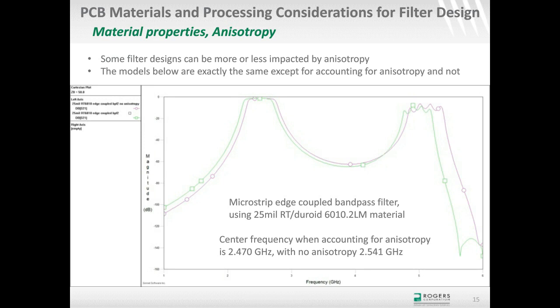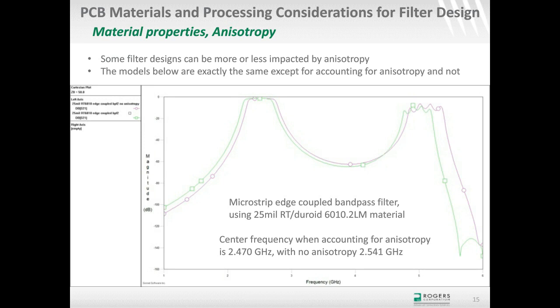The difference in this case was a center frequency shift of about 70 megahertz, and there's actually even more of a shift at the spurious mode a little bit higher in frequency. But really, a 70 megahertz shift for some filters may not be a big deal, and in other cases, a 70 megahertz shift could be a really big deal. So considering anisotropy for a particular design is a very safe thing to do.